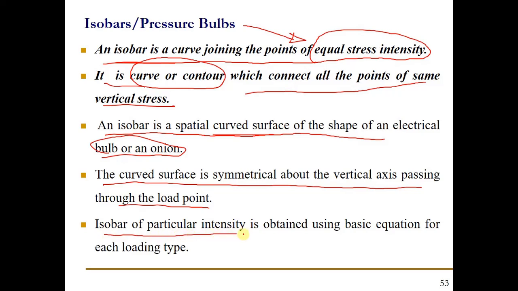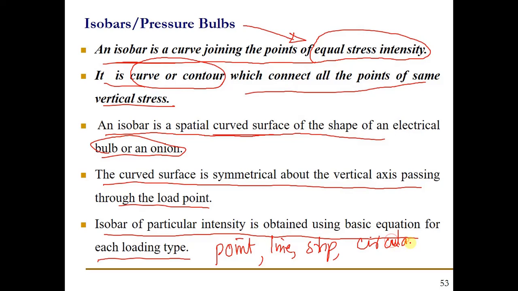An isobar of particular intensity is obtained using the basic equation for each loading type. So we discussed the point load equation, line load equation, strip load equation, uniformly distributed load for the circular area and for the rectangular area. All these equations can be used to draw the isobar for that particular load.